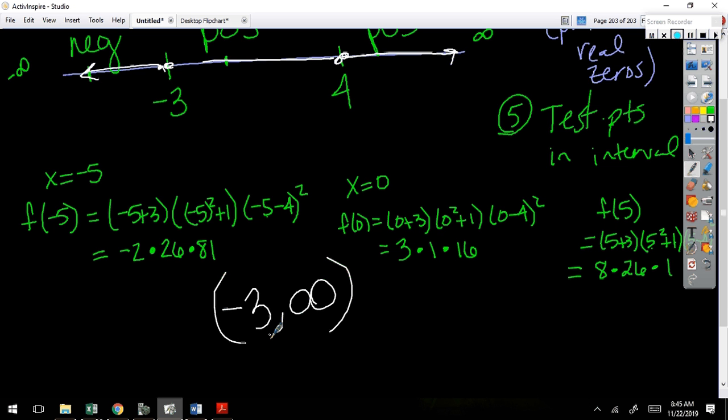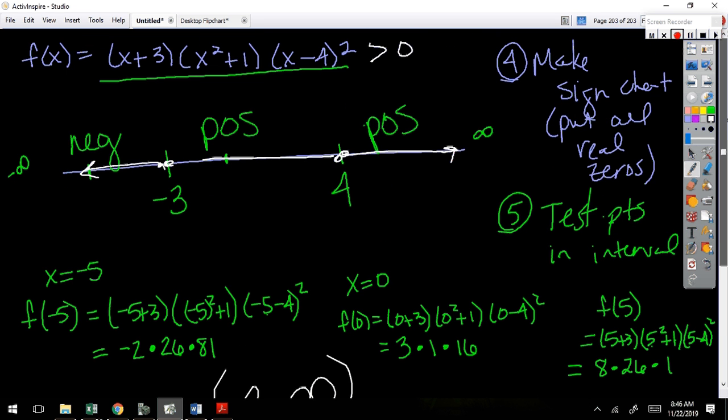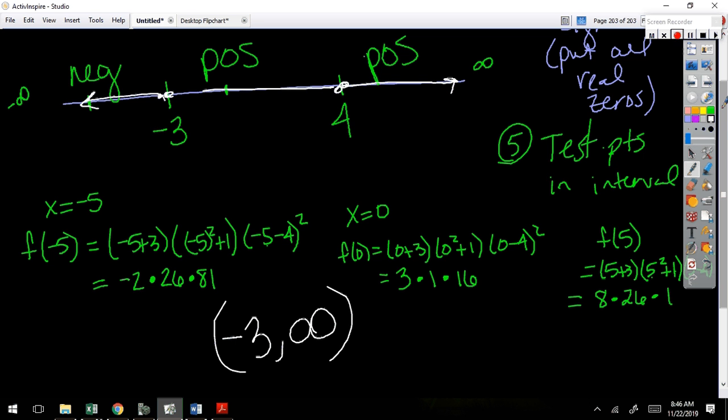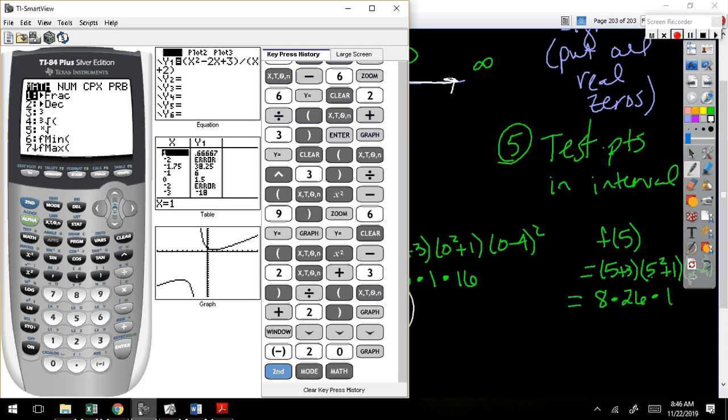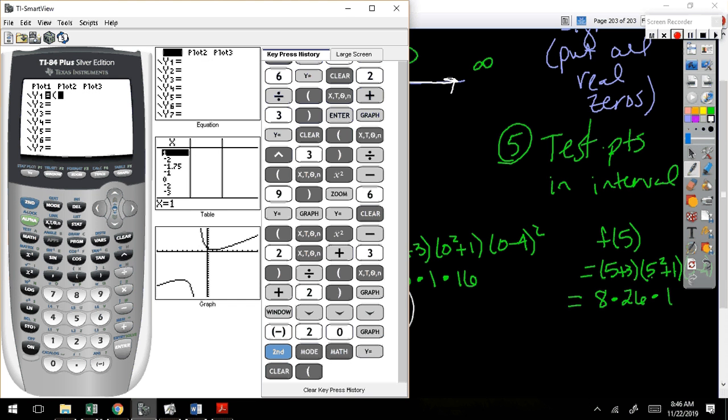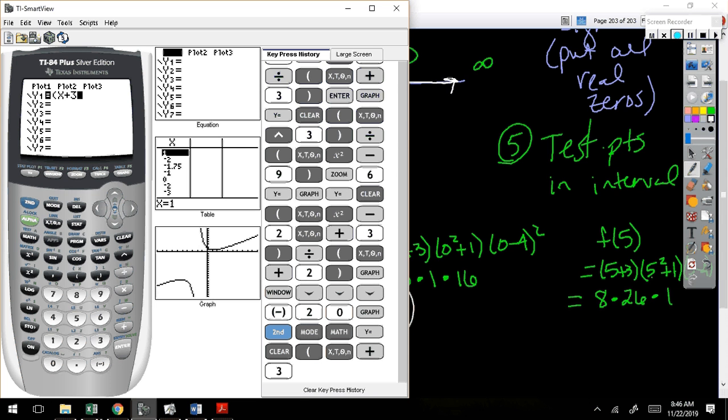When is it positive? When is it greater than 0? From -3 to infinity. Yes. We did all that to get this. That's right. If we graph this, you'll see the same. You should see. And if you don't, that's right. What was it? X plus what? 3.